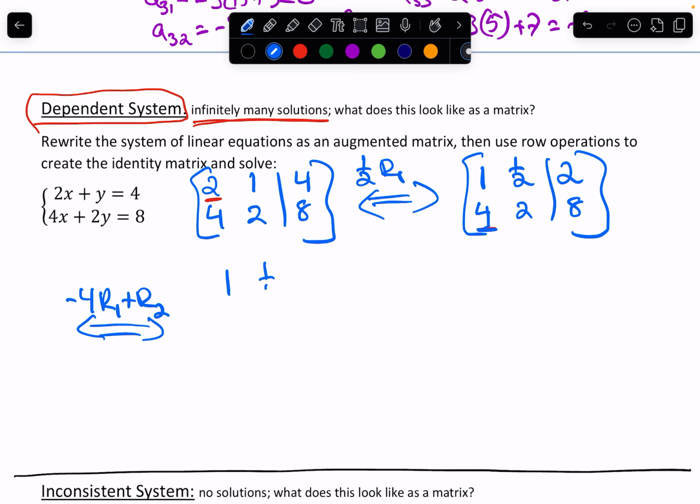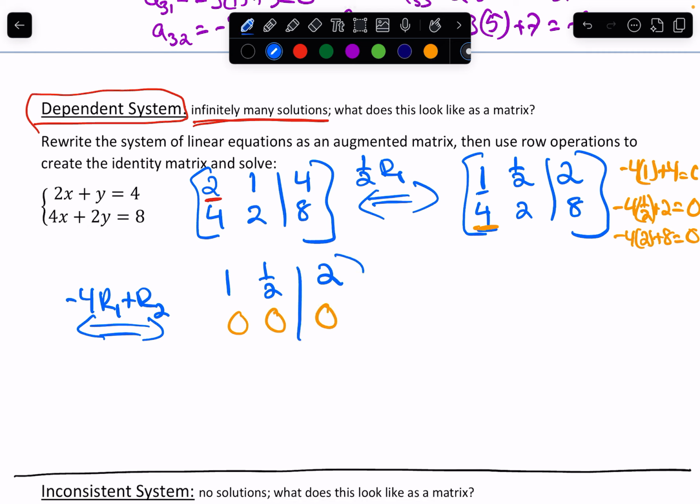Our first row does not change. It's the second row. So -4 times 1, let me do it here, -4 times 1 plus 4. So this one right here, that's going to be a 0. The second column, -4 times a half is -2, plus 2 is a 0. Our third column, -4 times 2 plus 8 is going to be a 0. So what just happened? We got zeros all the way through on the second row.